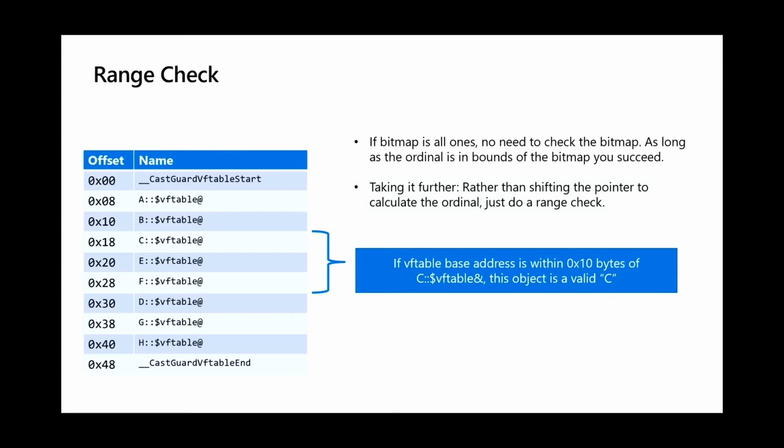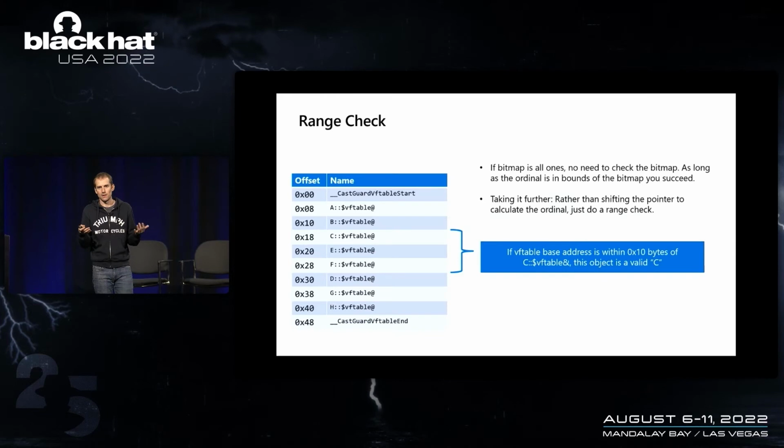So in the example that I've been using, where we're downcasting to an object of type C, you can see we have the C vtable here, E, and F. And so we can just say if the delta between the base vtable, C, and the object's vtable is 16 bytes or less, then that would mean that you must have either a C, an E, or an F. And so the cast is allowed to succeed.